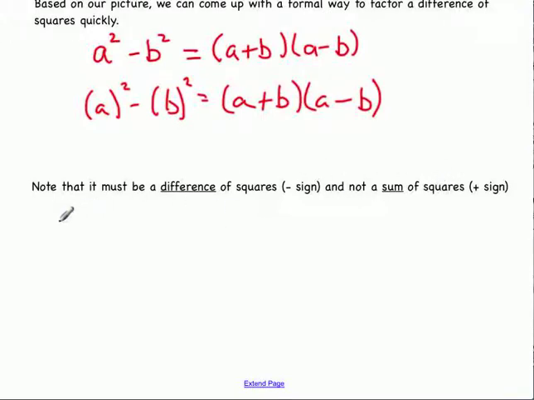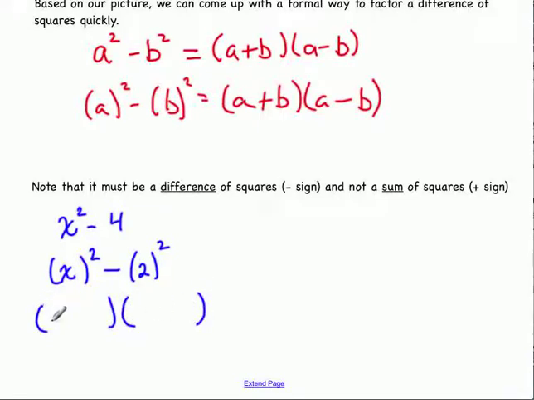Now, one final note: it must be a difference of squares with a minus sign, not a sum of squares. So this one, let's say x squared minus 4, I can rewrite or think of as x squared minus, and now instead of 4, I'm going to write it as 2 squared. Now if I can do this and I see a minus sign in the middle, I know that I can factor that expression like this.